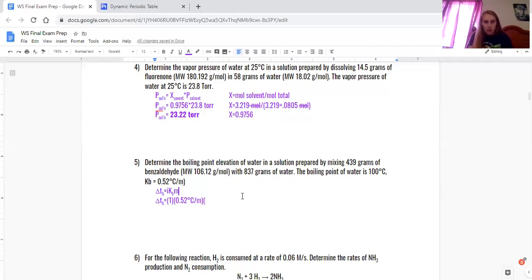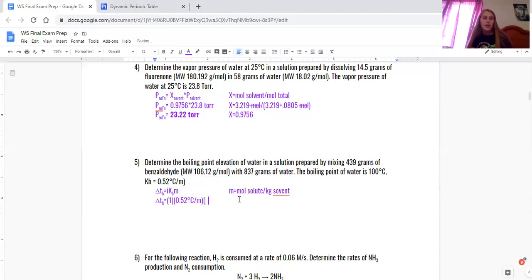Okay, so if you remember, molal, our little m, is going to be equal to our moles of solute over our kilograms of solvent. So we're going to have to use our molar mass to figure out the number of moles of our solute. We know water is going to be our solvent. So let's look at our benzaldehyde. To find that, you do your 439 grams of your solute divided by your molecular weight here. Your grams cancel out and you'd have it in moles.